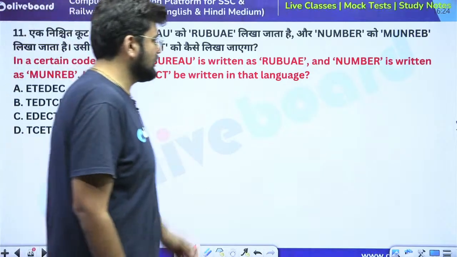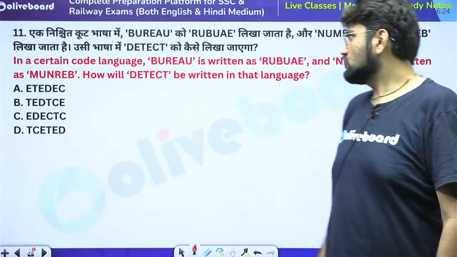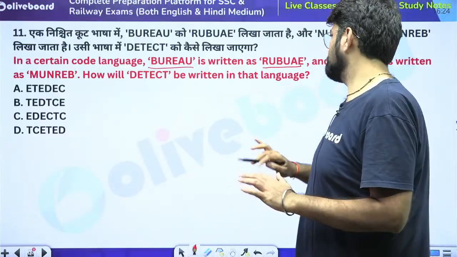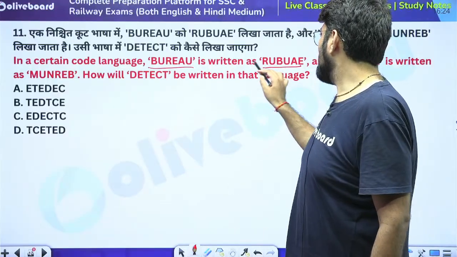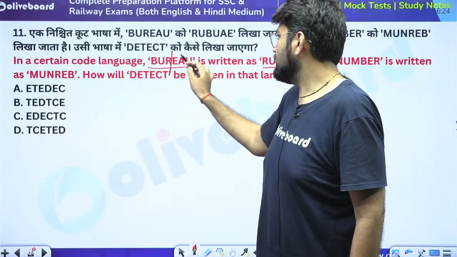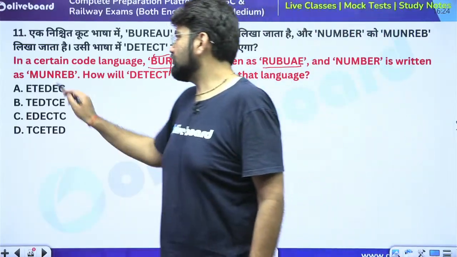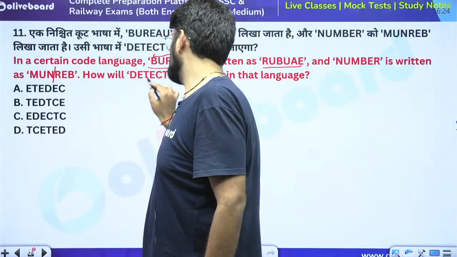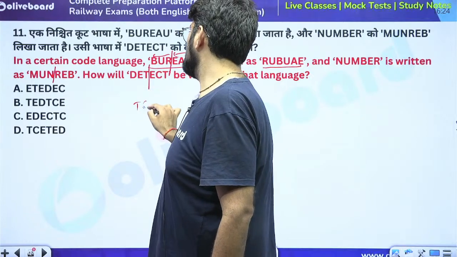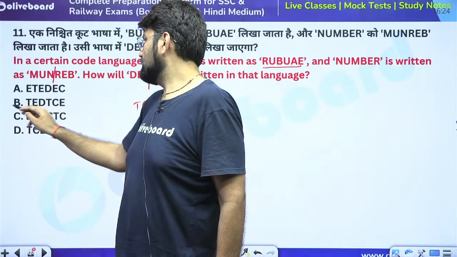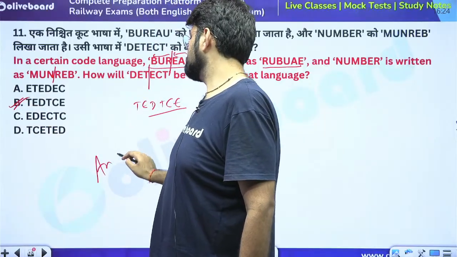Bureau is written as this, number is written as this. So how do we identify? We'll see that these letters are the same as here, so they are just shuffling. B-U-R-E-A-U: divide, flip, flip. Number, N-U-M-B-E-R: divide, flip, flip. So this is T-E-D-T-C-E. Option B is the right answer.